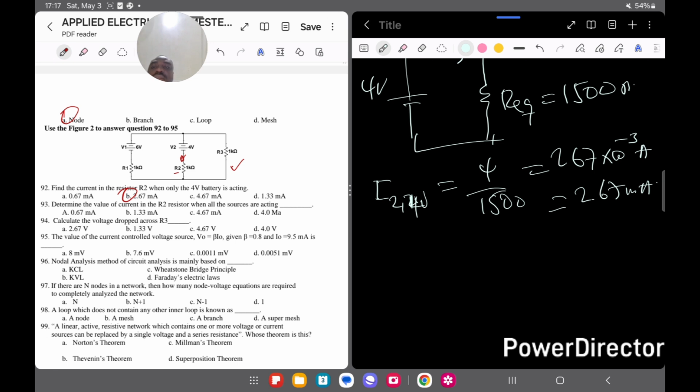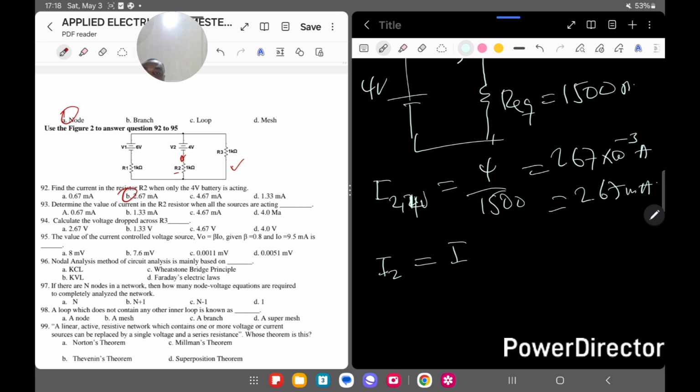the superposition theorem says that if you have multiple or independent sources in a circuit, the current that is passing through an element in the circuit is going to be what? The algebraic sum of what? The current due to each of the independent sources acting alone, right? So with this one, if all the sources are acting, that means the current which is going to be passing through R2, which is I2, is going to be equal to what?